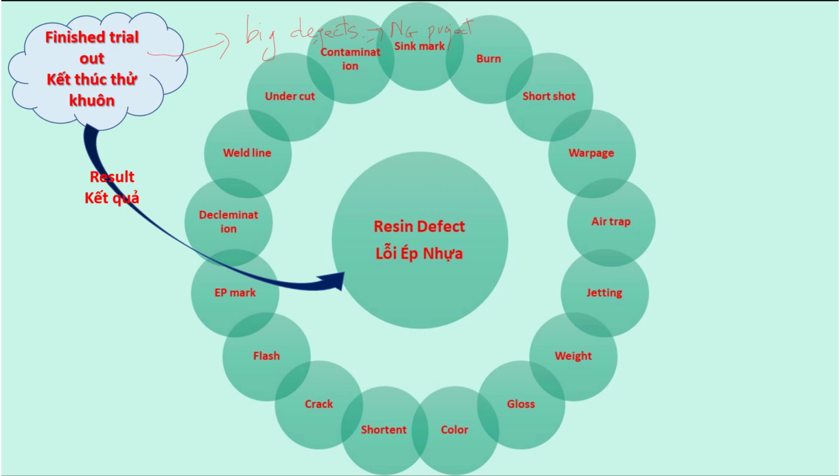You can see that we have many defects. For example, sink mark, burn, spot, warpage, air trap, or something like that, or flash. But don't worry, I have good news for you. The good news is we can use the CAE simulation method to predict and improve some big defects before you conduct the actual trial here.